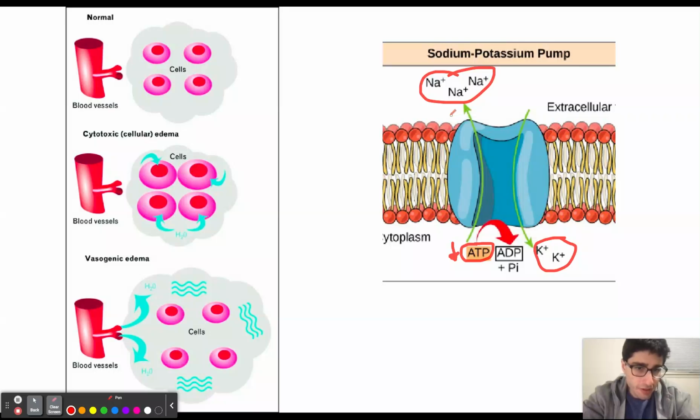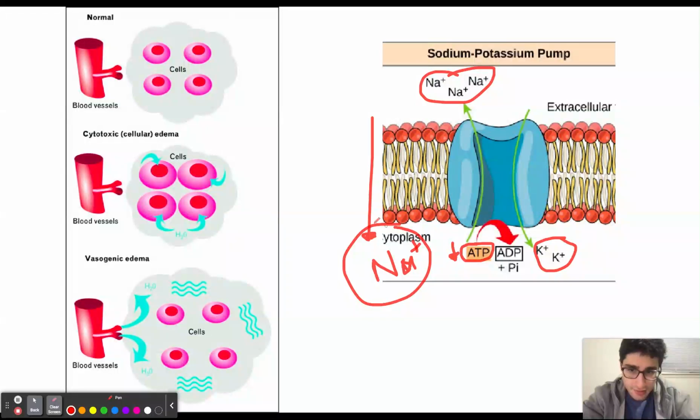If the pump is not working correctly, then we're not able to pump out sodium. As a result, we have sodium that accumulates within the cell. And remember that water likes to follow sodium. So as a result, that is going to result in enlargement of the cell, and that enlargement can ultimately increase pressure within the brain, so we can increase intracranial pressure. So that is cytotoxic edema.